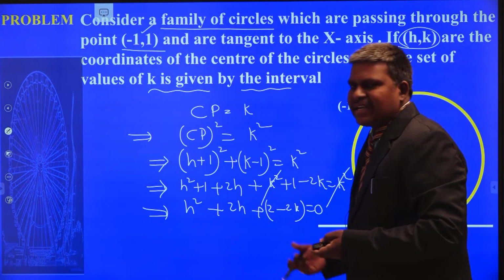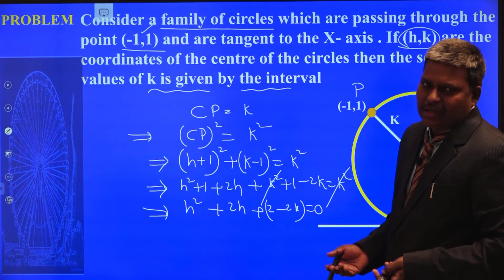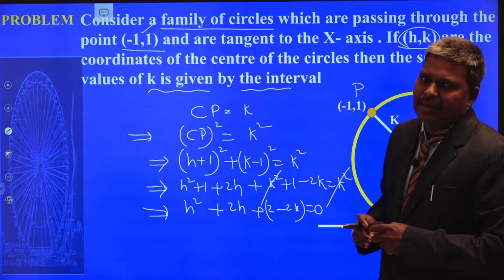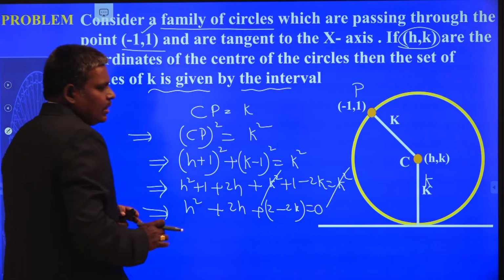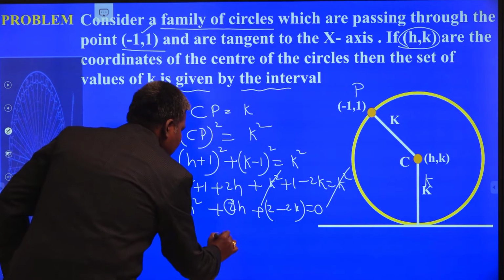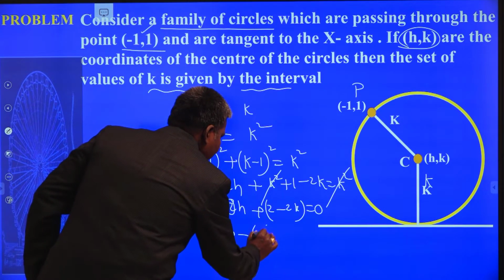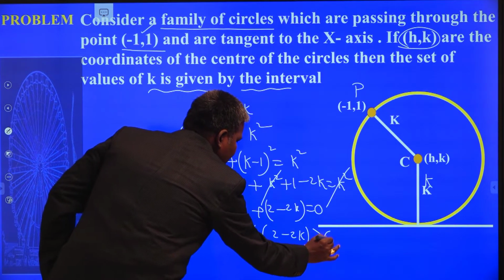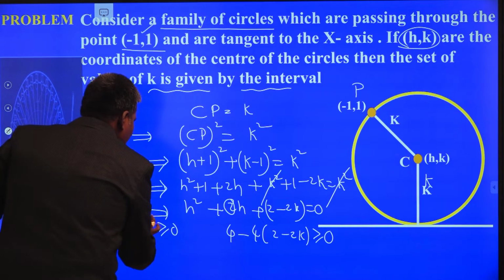Therefore its discriminant is greater than or equal to 0. Its roots may be different or equal, but they are not imaginary because h comma k exists. h is real. That is why I am going to equate its discriminant to greater than or equal to 0. b square minus 4ac: that is 4 minus 4 times (2 minus 2k) is greater than or equal to 0. Discriminant greater than or equal to 0 is the other condition.